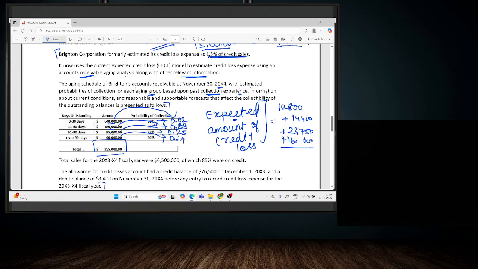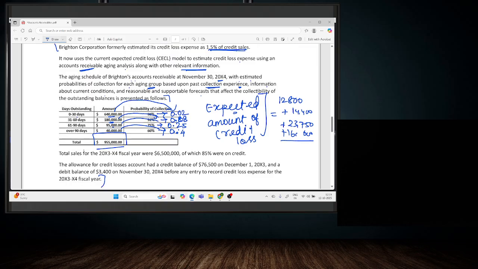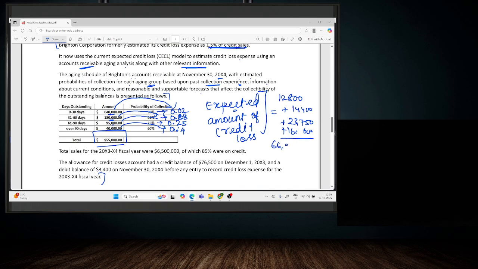So when we add everything, how much do we get? 16,000 plus 23,750 plus 14,400 plus 12,800, we get 66,950 rupees. What does it mean? Out of the total receivables of 9,55,000, you are expecting that customers will not pay 66,950.